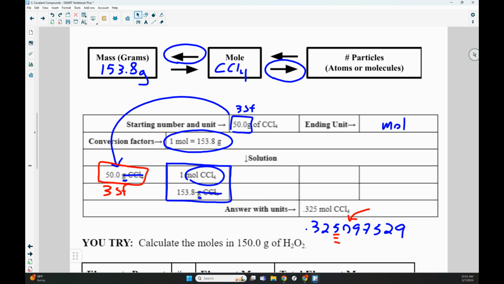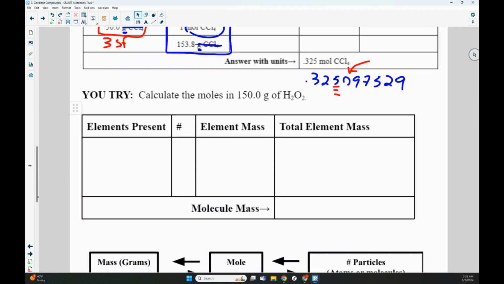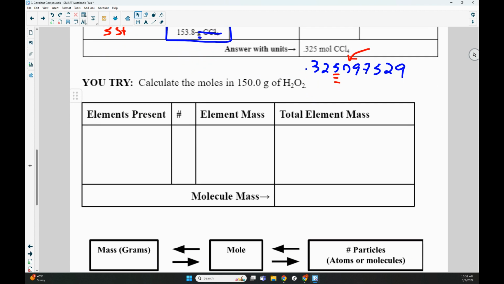So why don't you guys pause the video and do the U-try. Okay, welcome back. Let's go over the U-try together. In this particular question, it says to calculate the moles of 150 grams of H2O2. H2O2 is also known as hydrogen peroxide. So you've been given 150 grams of H2O2, and you're trying to figure out how many moles that is in this particular problem.